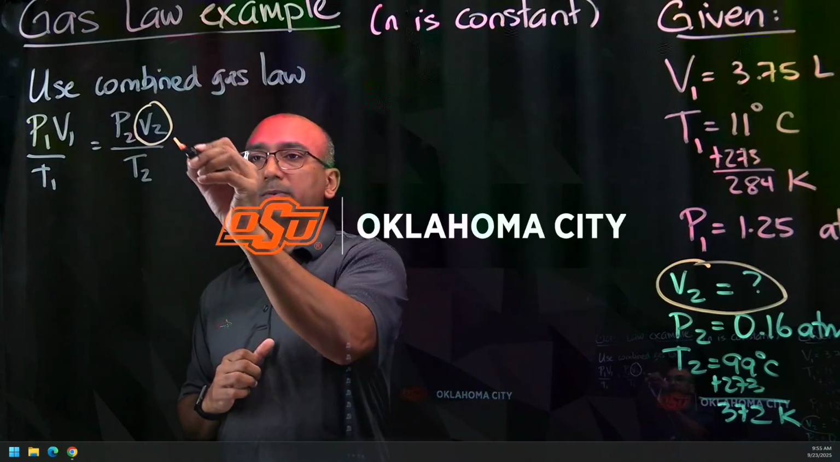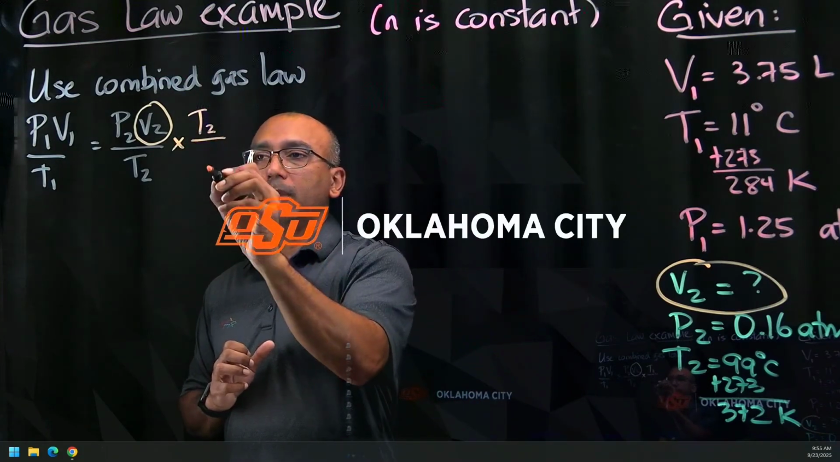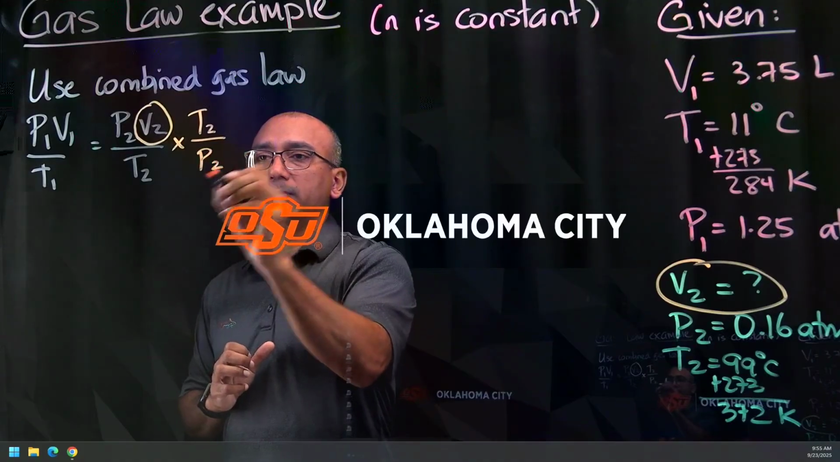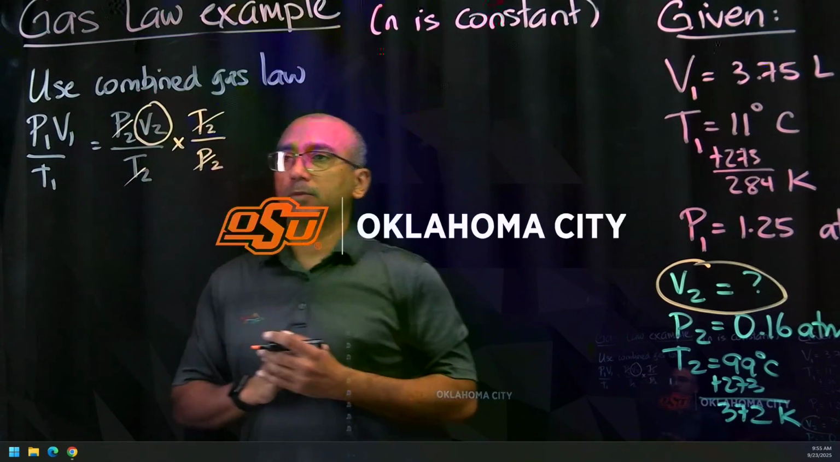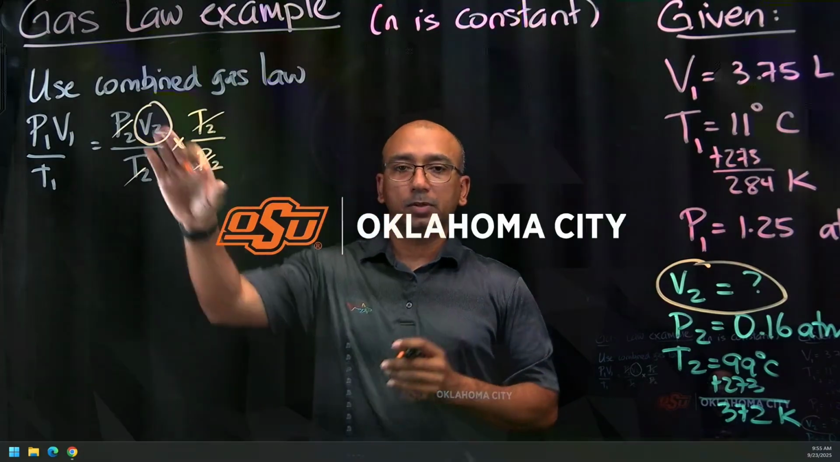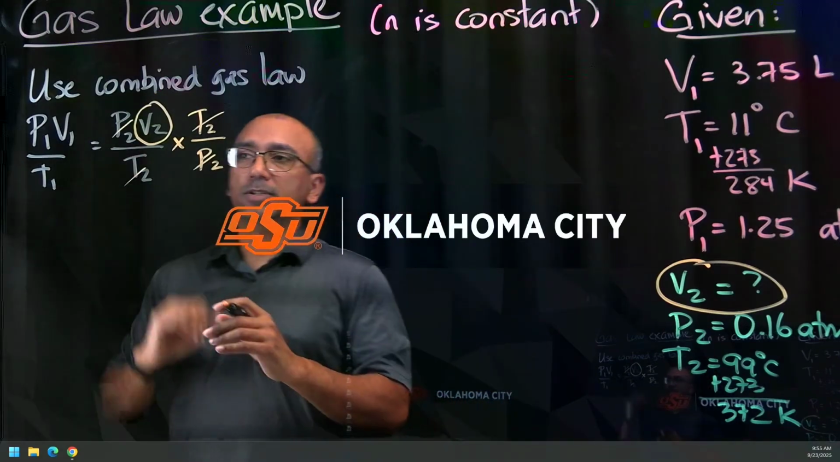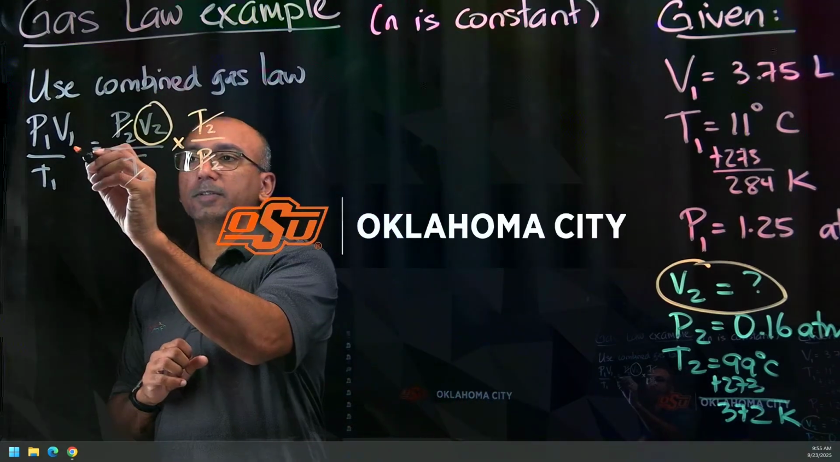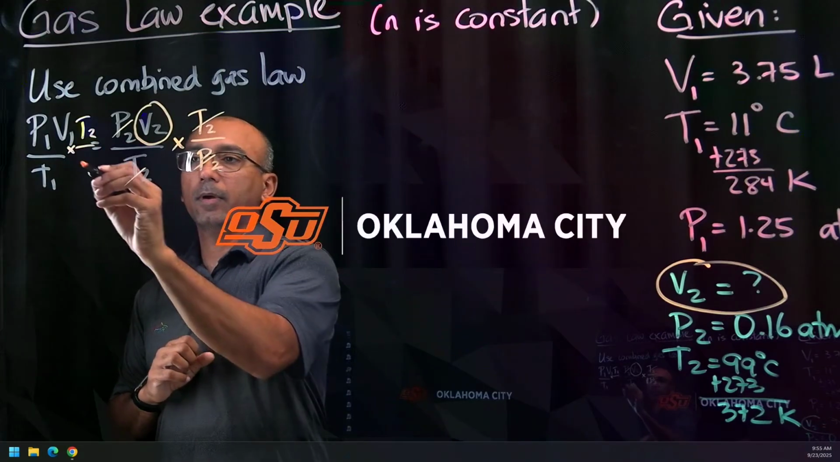So we need to get rid of the P2 and the V2 on the right side. The way that we do that is we can multiply this right side by T2 over P2, right? So the T2s can cancel out, our P2s can cancel out there as well. So we end up with just V2 on this side of the equation. Whatever I do to the right side, I need to do to the left side as well. So I need to multiply the left side by T2 over P2.